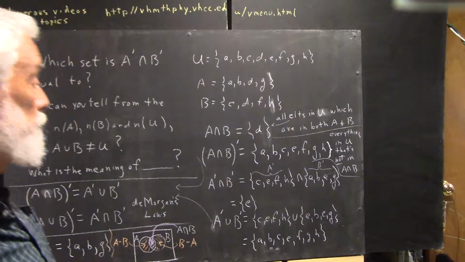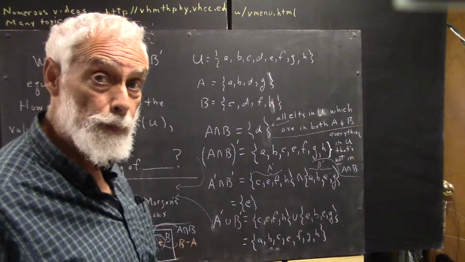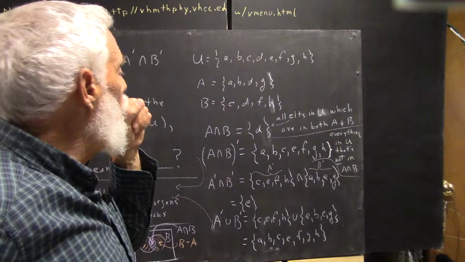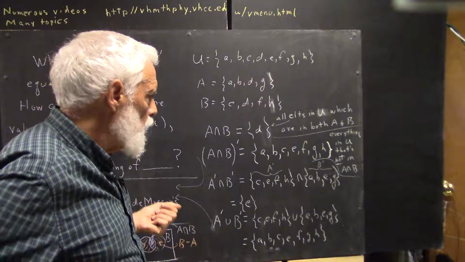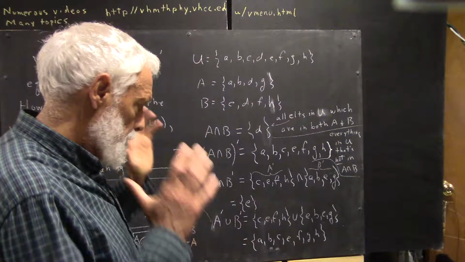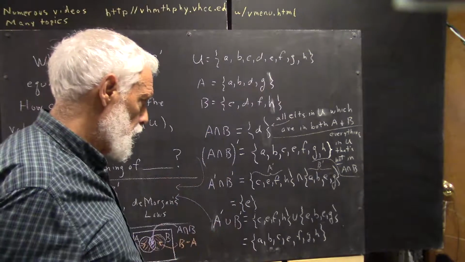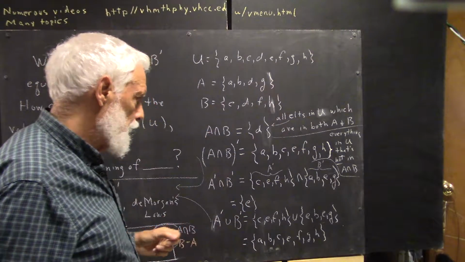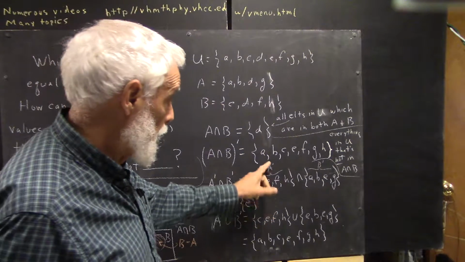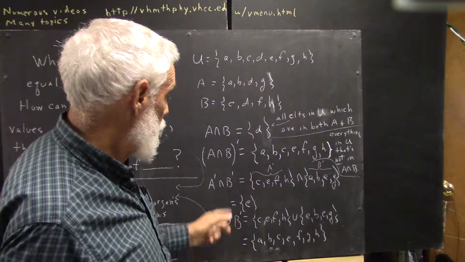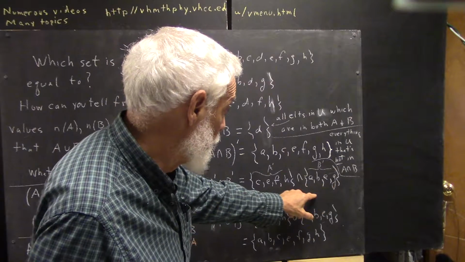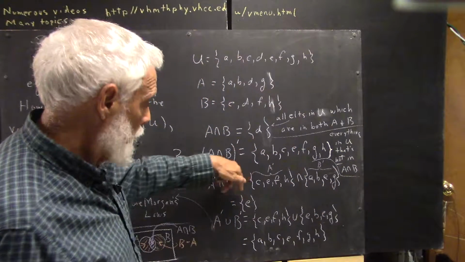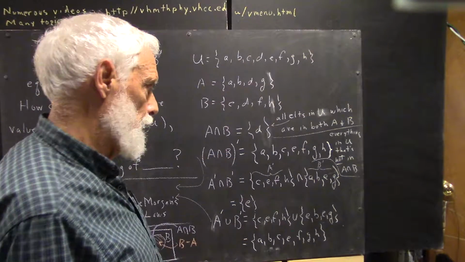Okay, now we ask the question: A prime intersection B prime. What's A prime intersection B prime? Well, we don't want to try to reason that all out based on what we have so far. We want to do this in two steps. The first step I take is I first list A prime, which is this set, and then I list B prime, which is this set, and I do the intersection of those two sets. And I come to my conclusion. Now let's look at the details.